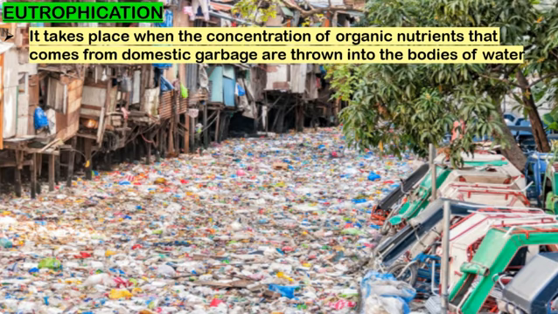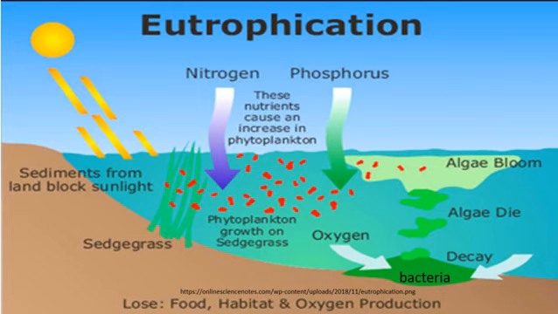It increases quickly, and it is one of the effects of water pollution. It is supposed to be a slow process, but man's activities speed it up. To further elaborate this concept, take a look at this diagram. This diagram presents the causes and stages of eutrophication in bodies of water.